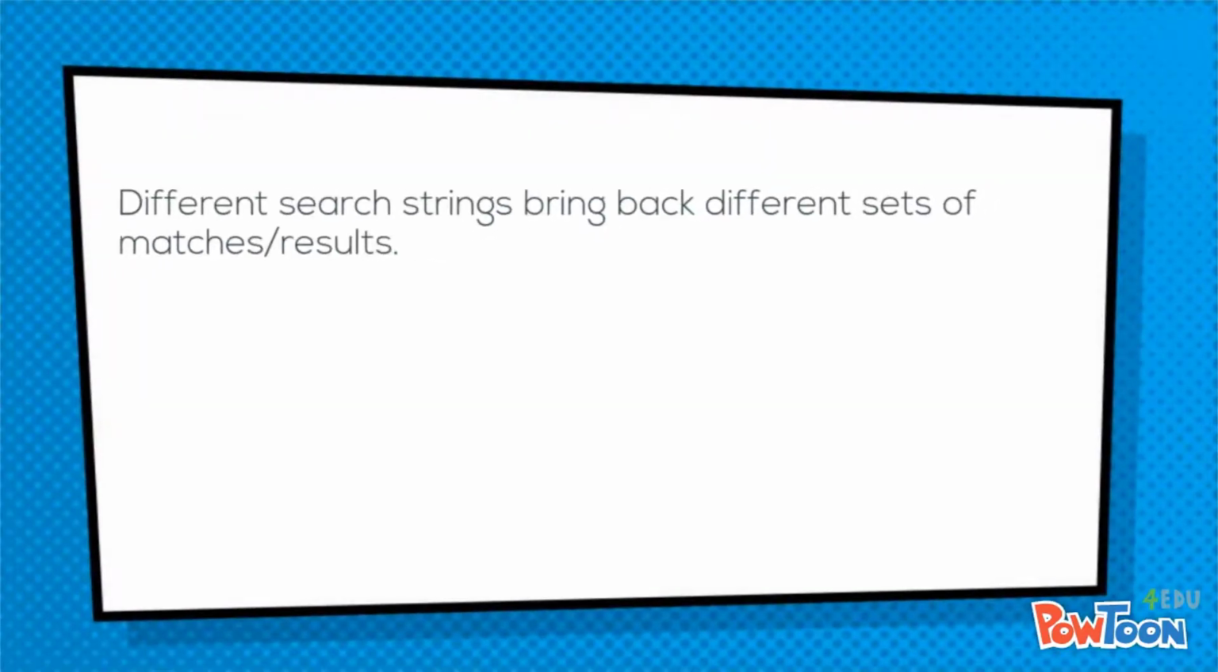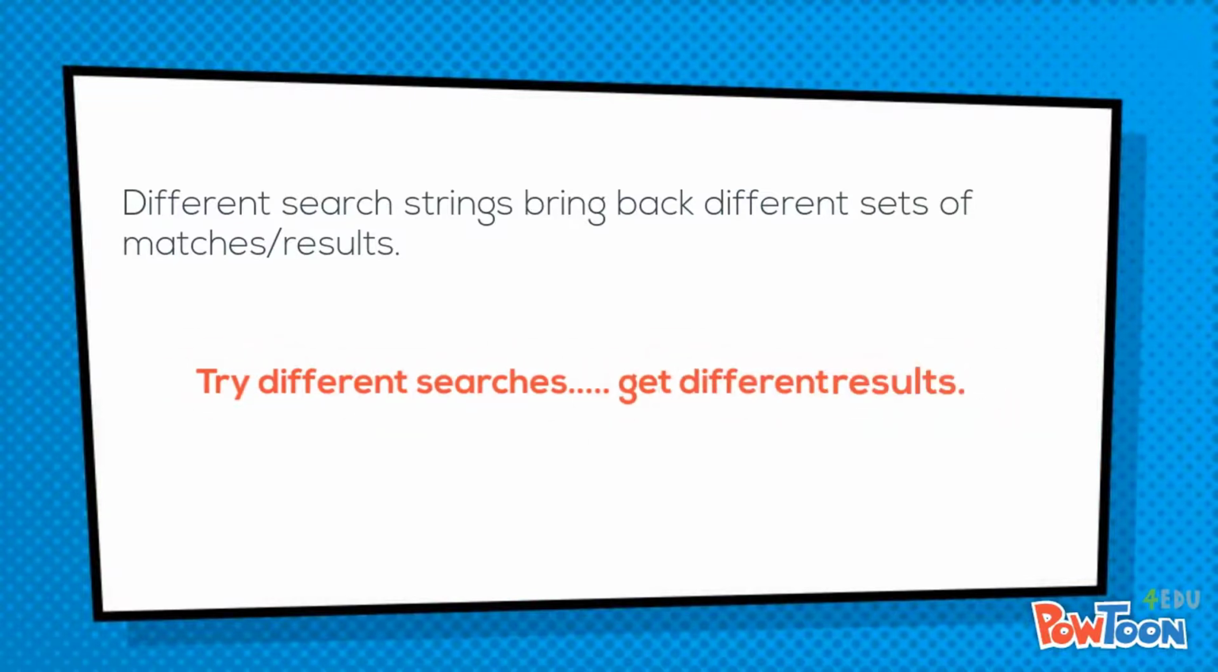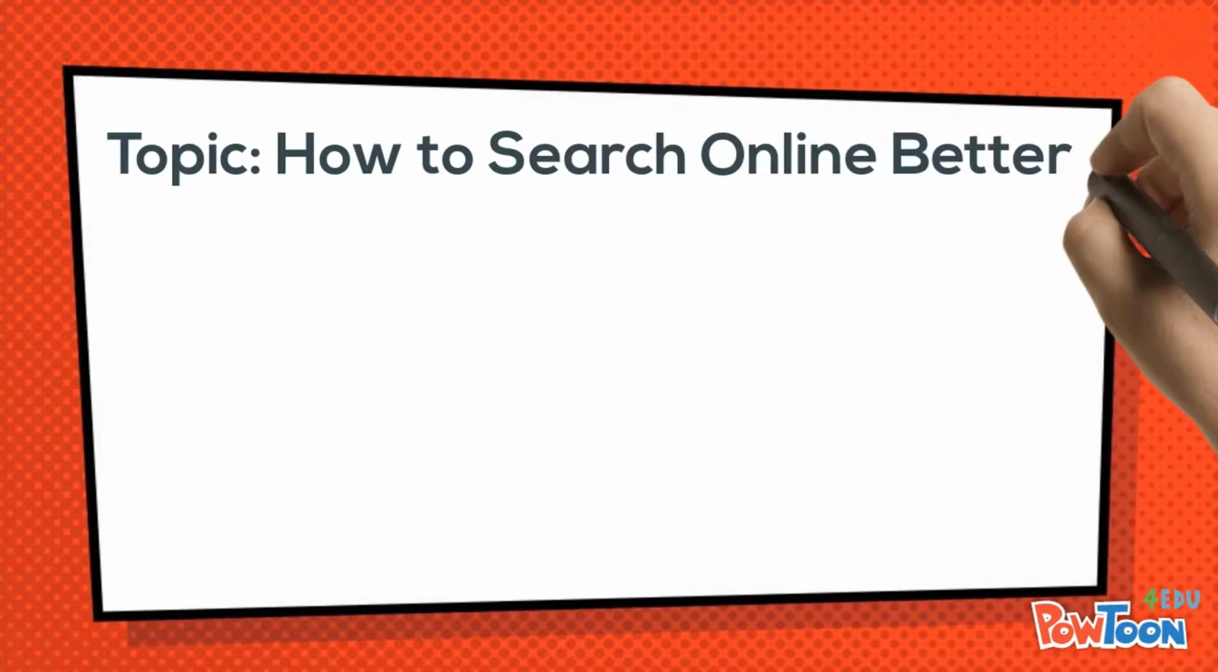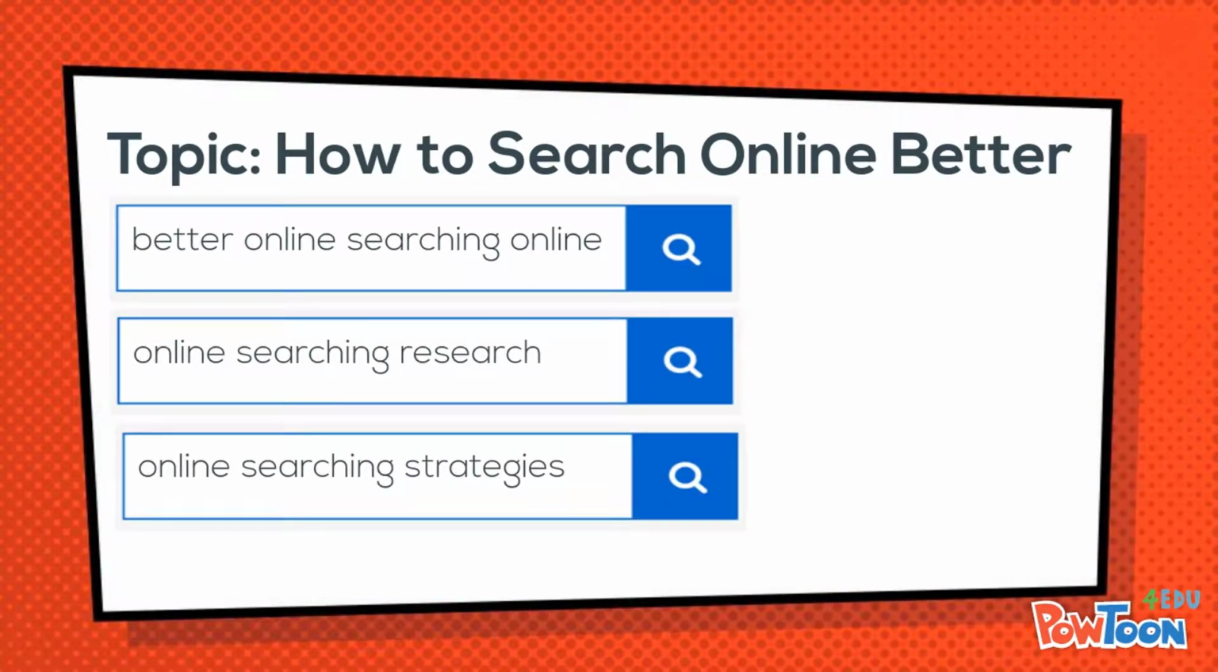Because search brings back different results based on the terms or search strings that you put in, it's really important to try several different search strings, since using different search strings will bring back different results. When looking for some new resources to help me with this lesson, I used these search strings to begin with. I'm pretty much simply adding words and using synonyms to change up the search.